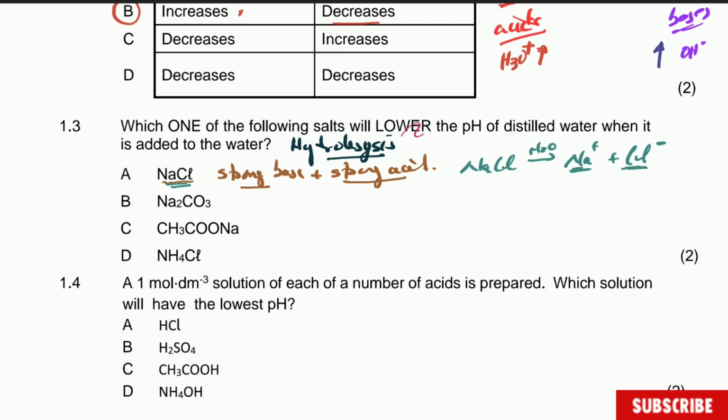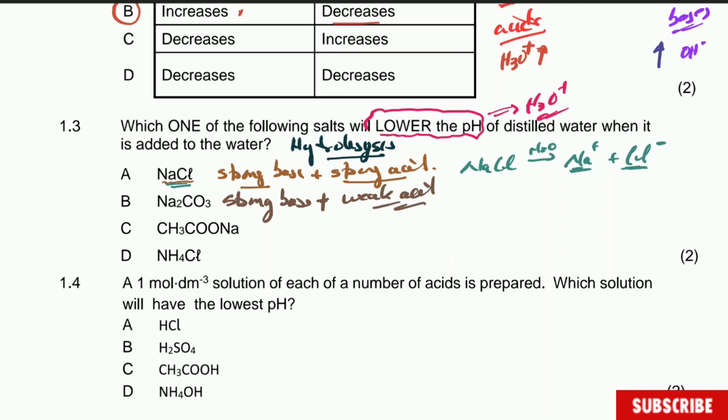Now note the following before we carry on. We're looking for one of them that lowers the pH, okay? So one that is going to increase the concentration of H3O plus in the solution. All right, so now this second one, B for instance, is sodium carbonate, which comes from a strong base, sodium hydroxide, and a weak acid, which is in this case hydrogen carbonate. Weak acid. So now the sodium carbonate dissociates in water.